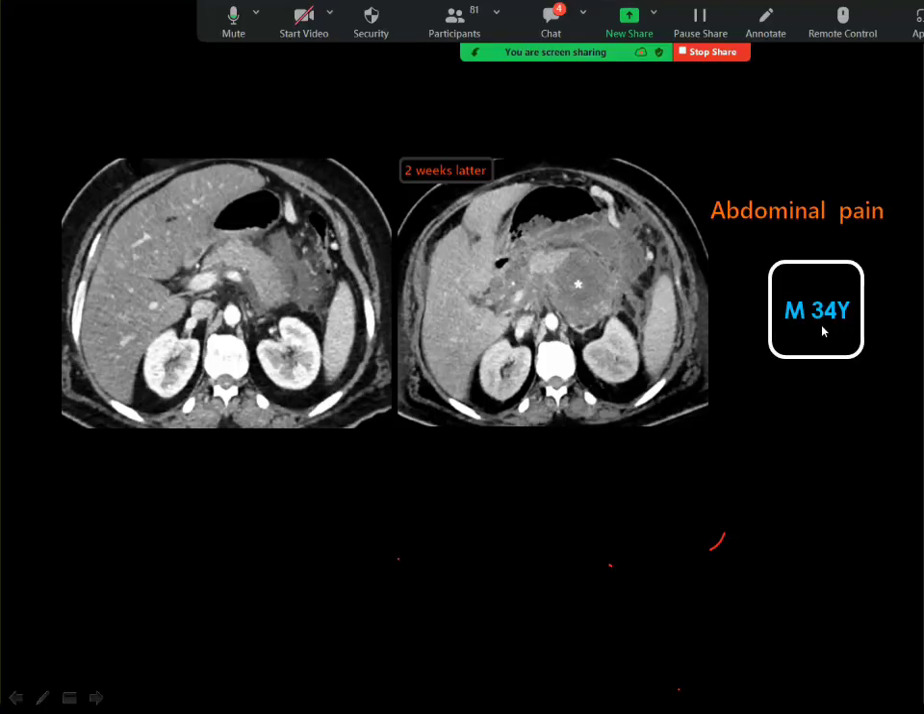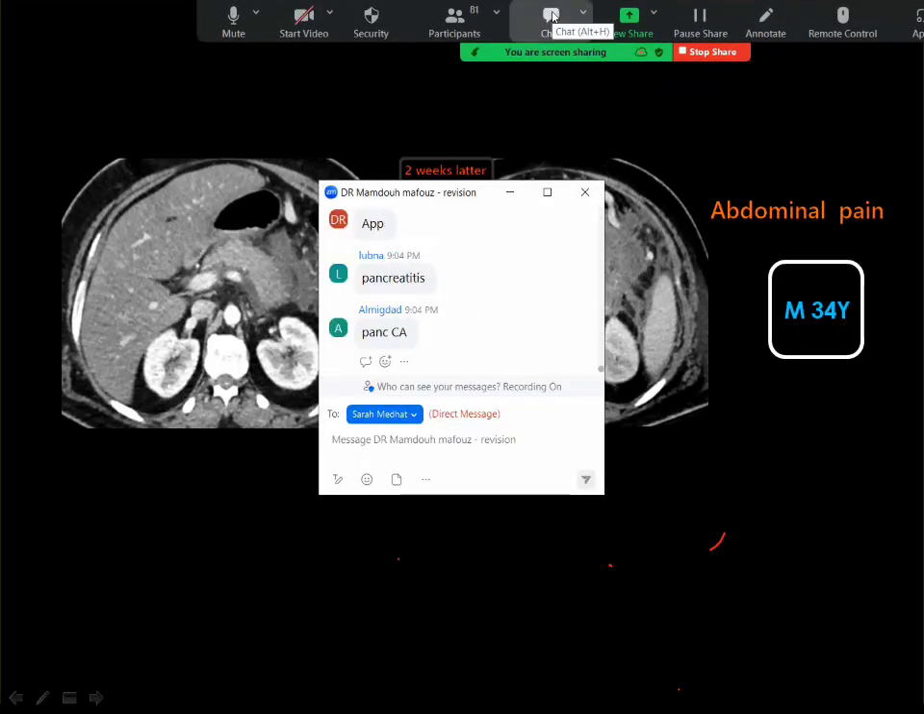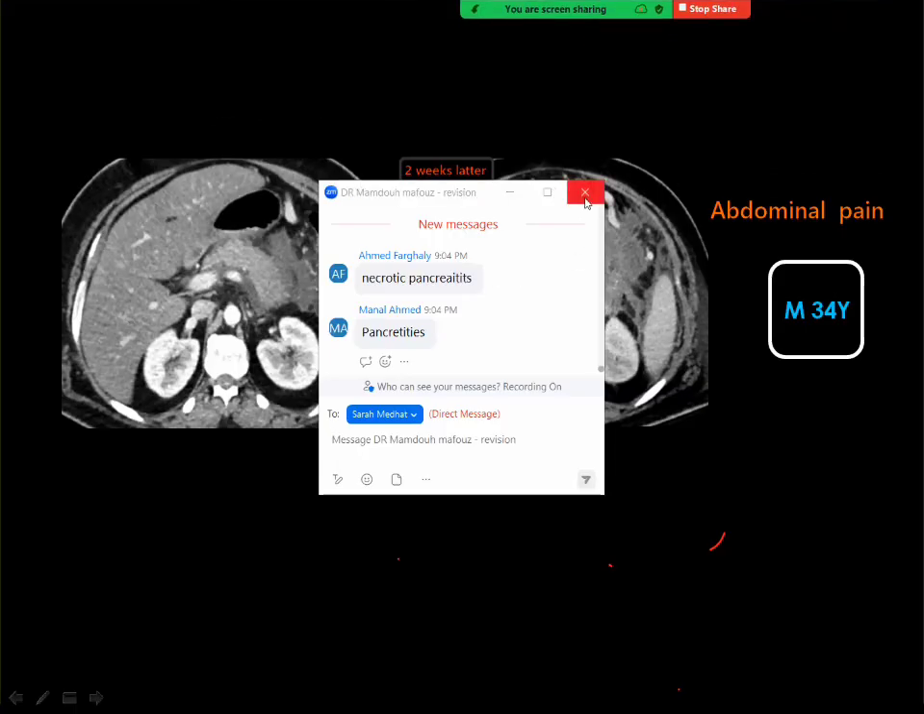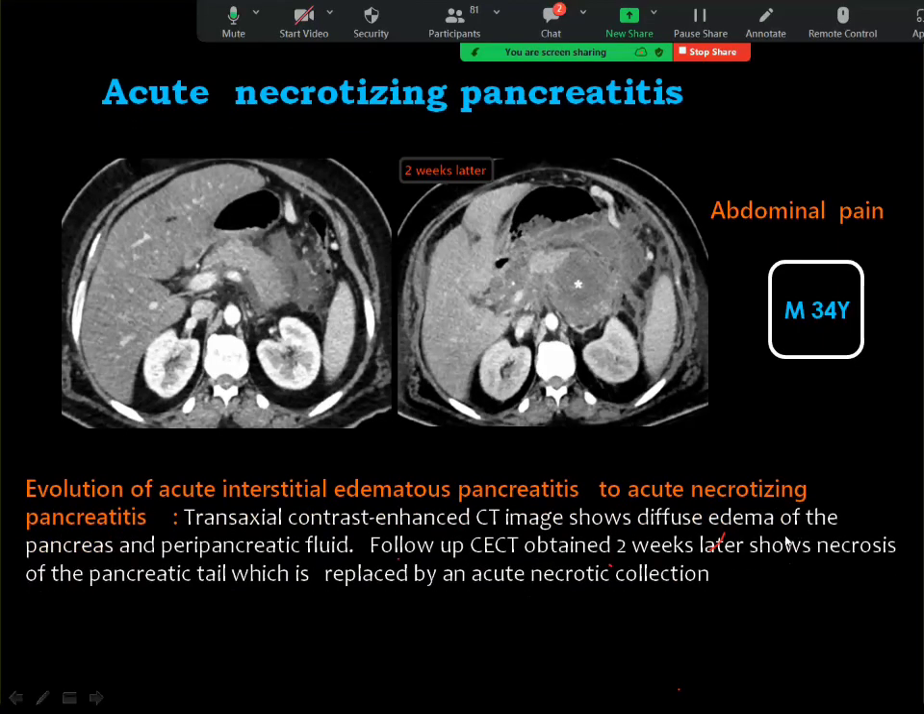This patient presented with abdominal pain. This is the initial scan, and this is the follow-up scan 2 weeks later. And necrotizing pancreatitis, very good. Yes, this appearance is that of pancreatitis because of the swollen pancreas and the surrounding fluid.